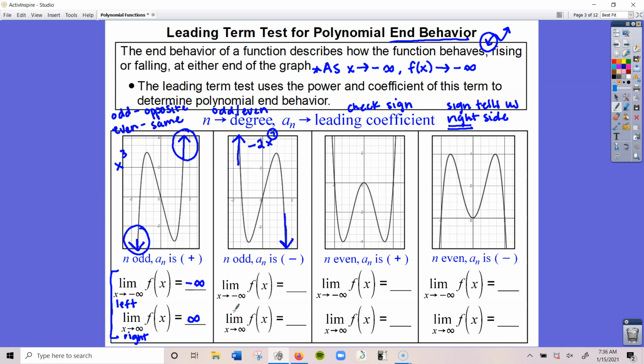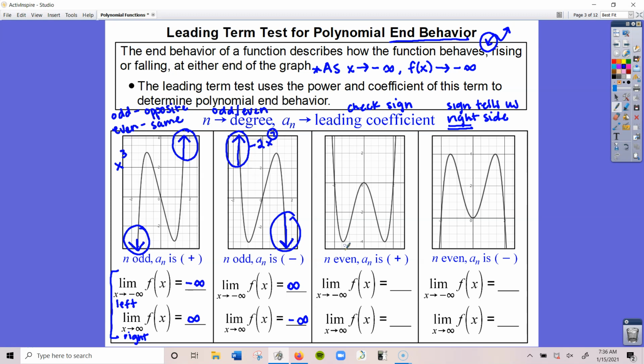So now to fill out these limit statements, the limit as x is approaching negative infinity, so the left, of f of x, since it's going up, we would say positive infinity. The limit as x is approaching positive infinity, so now the right side of my graph, we see it's going down, so f of x is negative infinity.